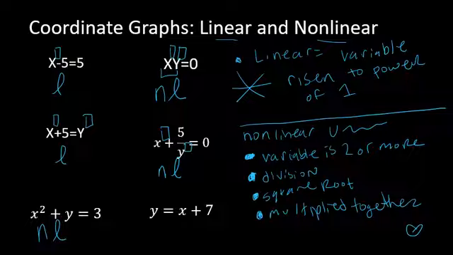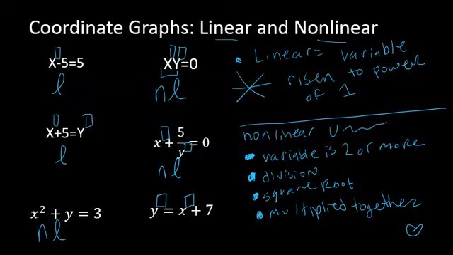Let's do the last one. I have y equals x plus 7. Let me find my variables. It's x and y right here. 7 is dead to us. Let's see. I have an invisible 1 in both of these. So let me check. So far it's passing the linear test, but could it be in club nonlinear?